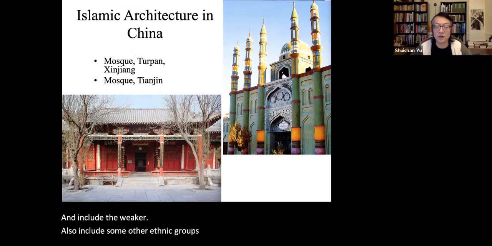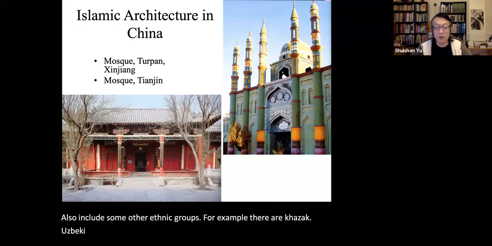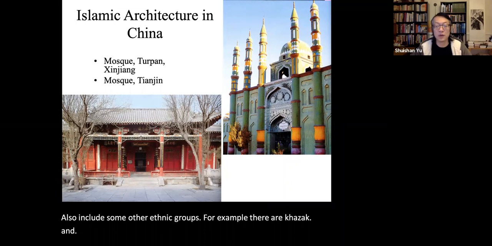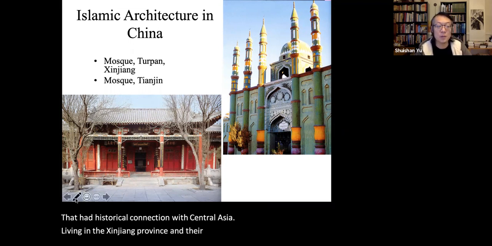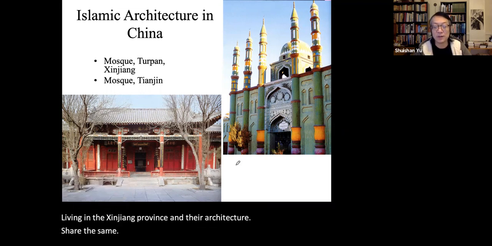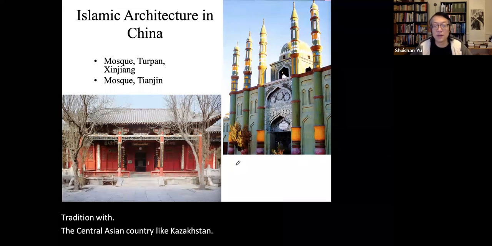For example, there are Kazakh, Uzbeki, and Kyrgyz, those populations that had historical connection with Central Asia, living in the Xinjiang province, and their architecture shares the same tradition with Central Asian countries like Kazakhstan, Kyrgyzstan, Uzbekistan, etc.